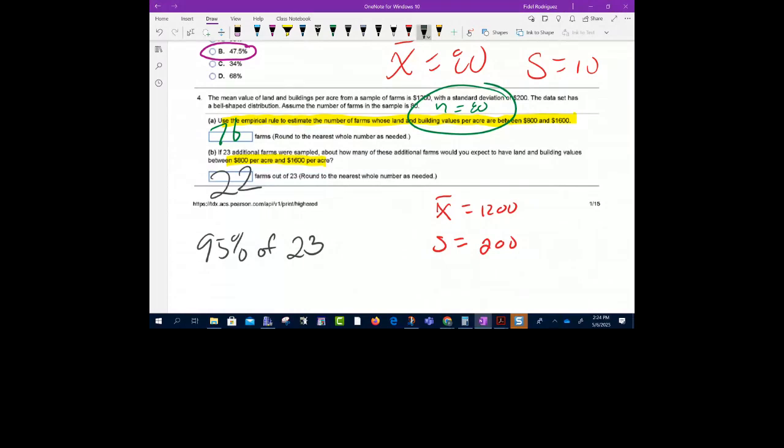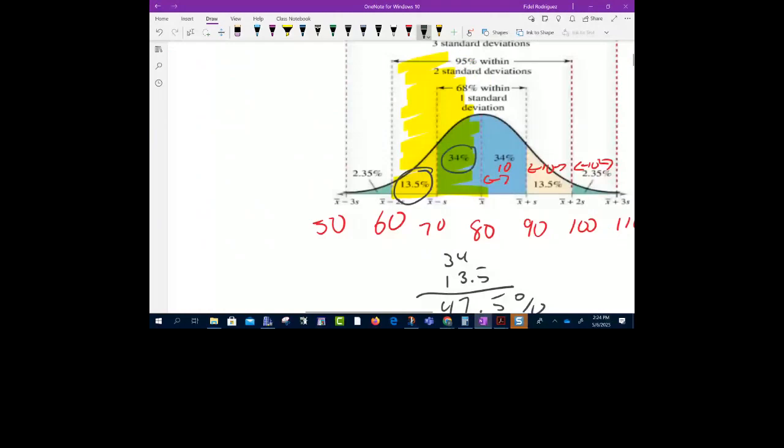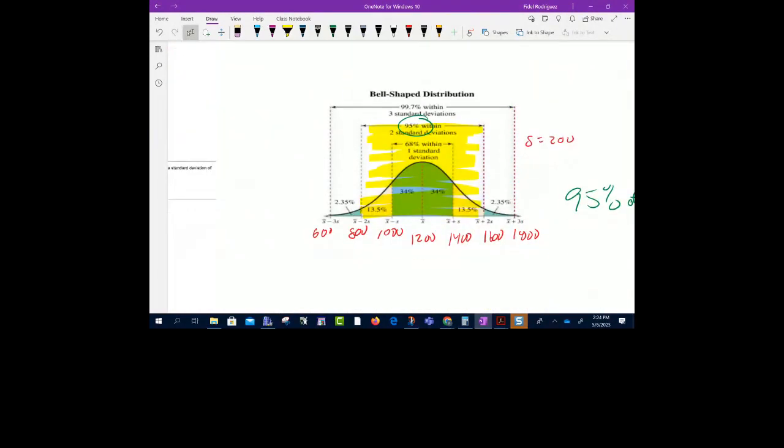So can you go back to the picture? Yes, let me scroll back this way. Here we go. So remember, we were looking between 800 and 1600. So between 800 and 1600, it's this piece right here. And that happens to be 95%. So y'all, this little piece right here is helping me so much in figuring out that question. And where did I get that from?